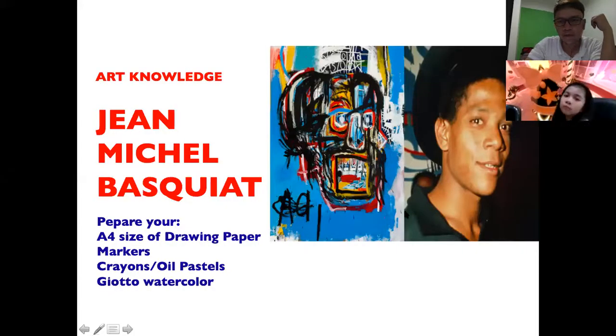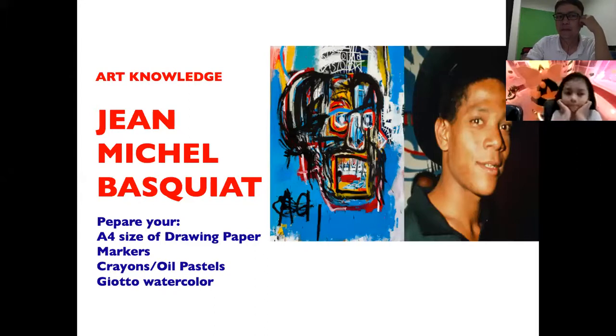All right, we're going to talk about this person. The handsome boy is called Jean Michel Basquiat. He is one of the charismatic abstract artists who lived in the USA. Suddenly he became so famous because one of his works has been sold for like 110 million.